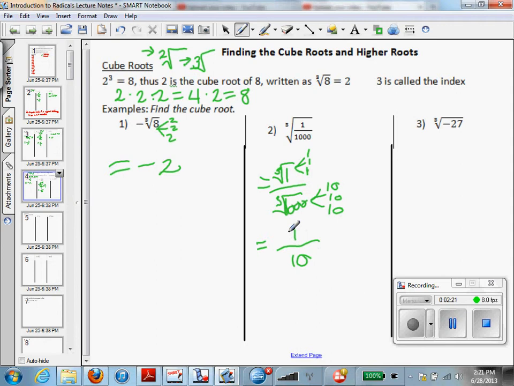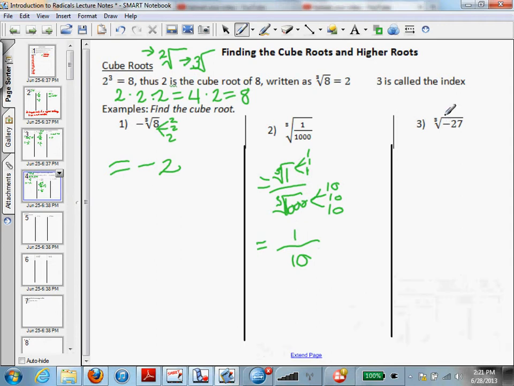Okay, with 3, you may be tempted to say not a real number because we have a negative in the radical. But actually, you can have negatives inside a cube root, because if you look at negative 2 times negative 2 times negative 2, let's say, negative 2 to the third power, where the parentheses include the negative 2.